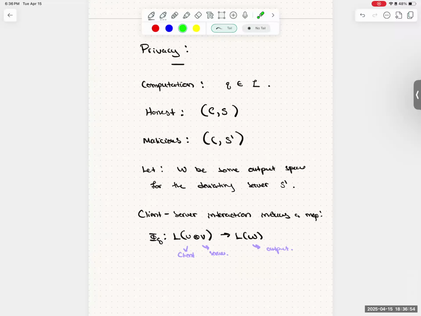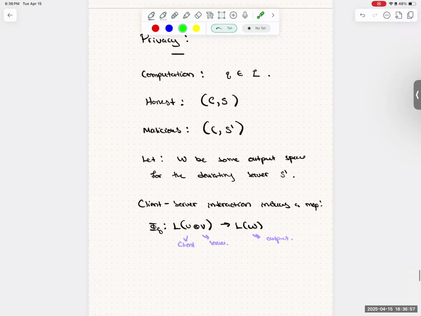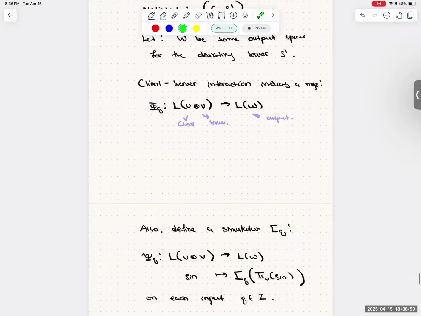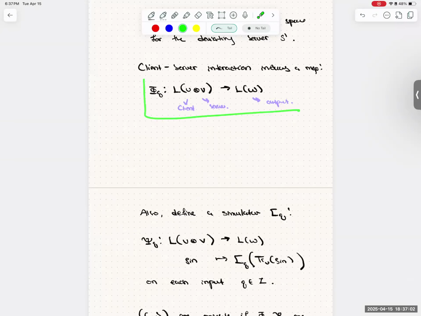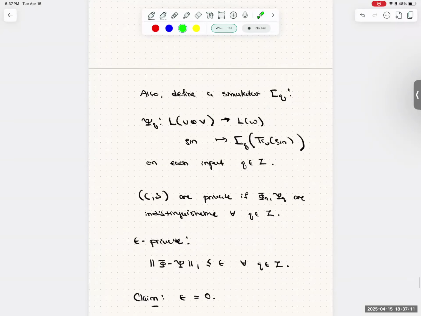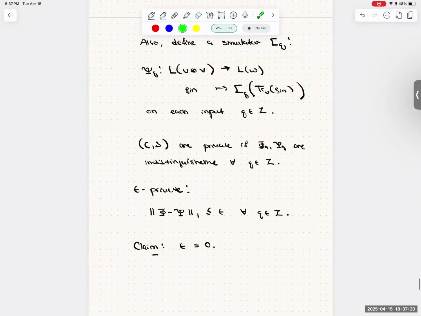you have this client register and the server register, and essentially you have the interaction given by a quantum channel that you would have if everything is running according to the client and the server. And then you also have another map, which is a simulator, and the simulator only sees a partial reduced state. So the job of the simulator is, from what I gather, you can formally define these things like this, and then you define privacy in terms of the diamond norm. That's just one formal way of doing it.